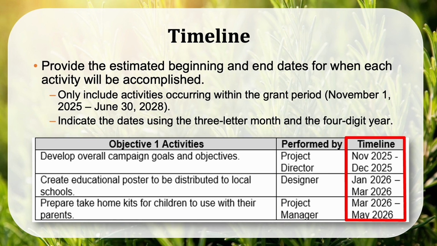In the timeline column of the table, please provide the estimated beginning and end dates for each activity listed. Only include activities occurring within the grant period and indicate the date using the 3-letter month abbreviation and 4-digit numerical year as shown in the example. Please be sure to list a month and year for each activity. Note that formats such as Year 1 or Summer 2026 are not acceptable.